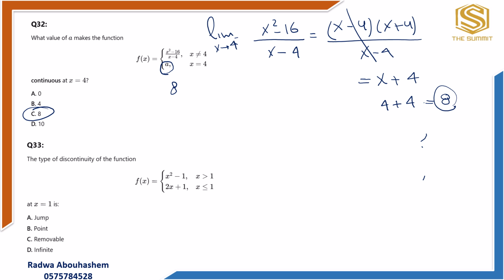Question 33, what is the type of discontinuity of the function? Okay, here we have a piecewise function, right? But let me check first the limit. If I substitute here 1 minus 1, it gives me 0. If I substitute here 2 times 1 gives me 2, plus 1 gives me 3. So 0 and 3. So we have a jump from 0 to 3. This means this is a jump discontinuity.